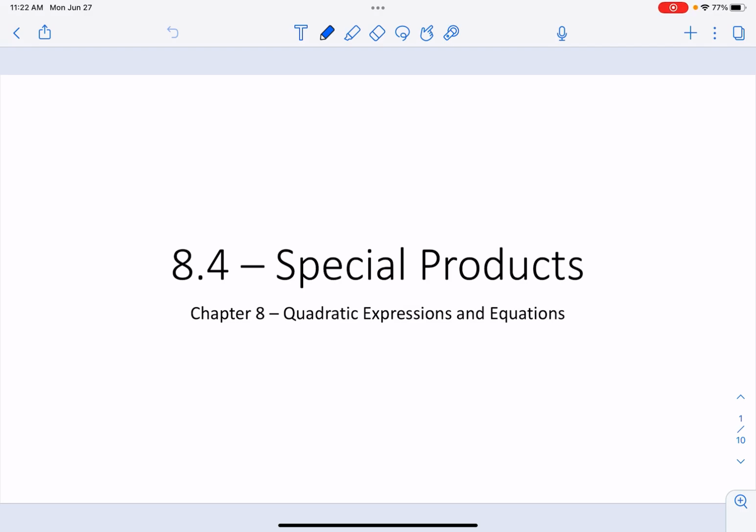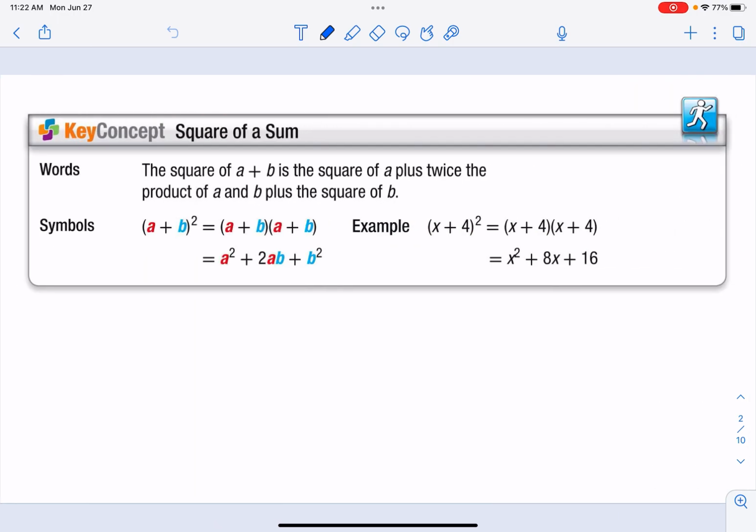In this video, I'm going to teach you about special products. So the square of a sum. I like to call this a perfect square trinomial, and we're going to get to those a little bit later on in the chapter. But if you have the square of a plus b, and you're multiplying the same thing together, notice what you have.